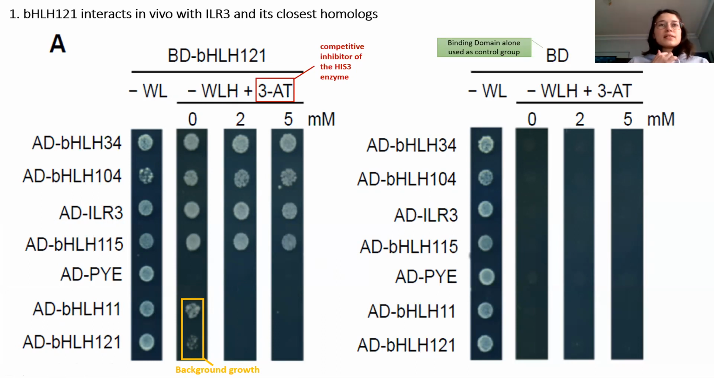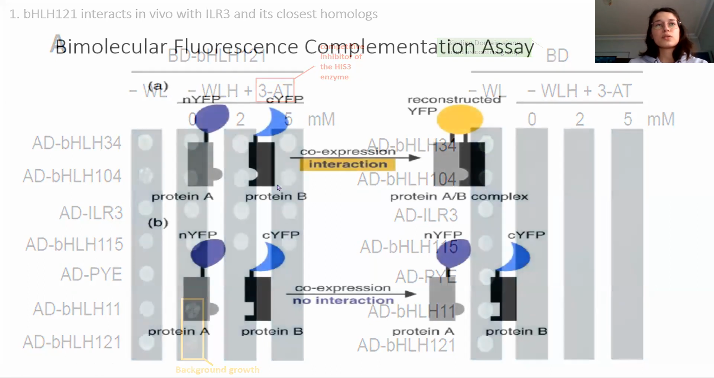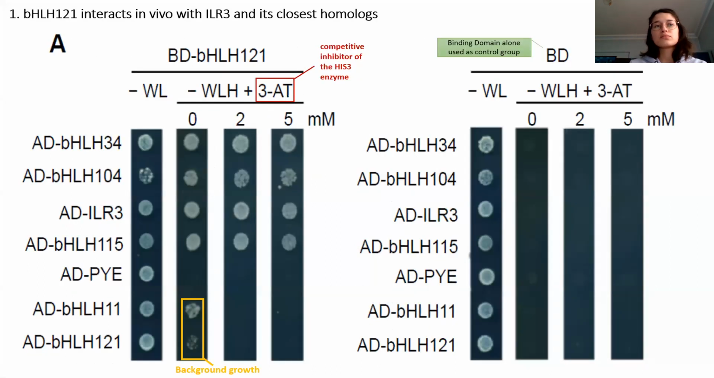When we look at the results, we see that BHLH121 is able to interact with BHLH34, 104, ILR3, and 115. However, it will not interact with PYE, BHLH11, nor with itself. Are there any questions here? Yes. Why did they choose these transcription factors but not the others? Because these are the closest homologs of ILR3, hocam. They are just wondering whether this transcription factor is affecting this one. This is the crucial one, and these are the homologs of it.